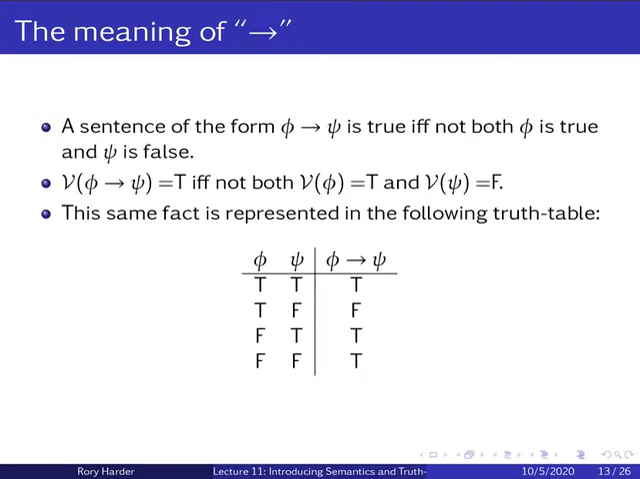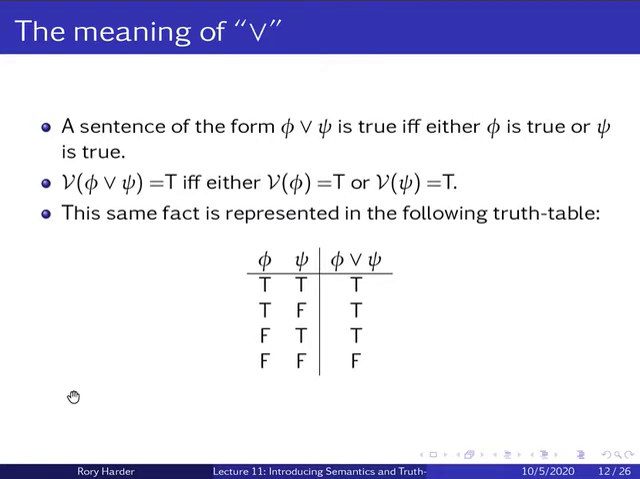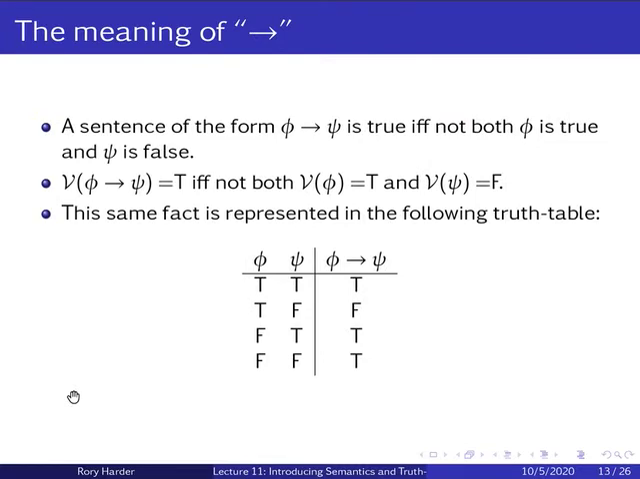Now, moving on to the conditional, and this one is a little bit more complex than the last few, so we'll spend a bit more time trying to make sense of this. But a sentence of the form if phi then psi is true just in case it's not both the case that phi is true and psi is false. So let me say that again. A sentence if phi then psi is true just in case it's not that phi is true and psi is false. So let me try to show you the truth table which represents this meaning for the conditional.